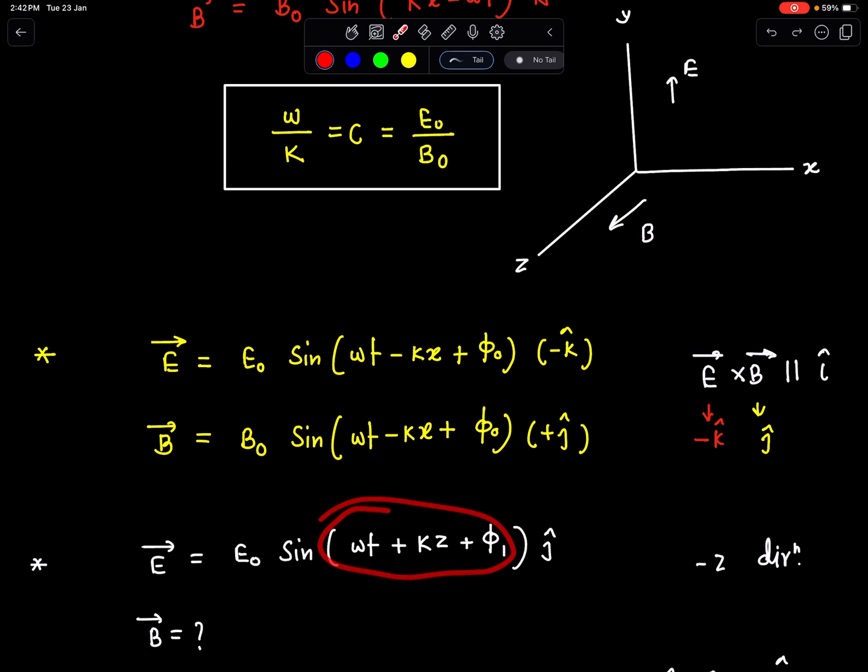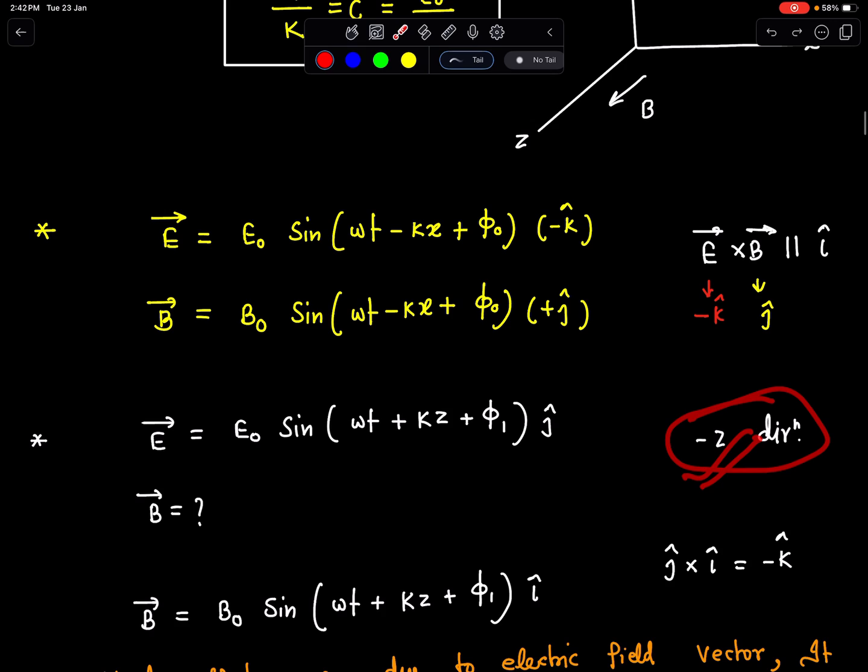Let's say this is given to you, and it is traveling from here, we can judge. Since omega t plus kz is coming, it represents a wave traveling in minus z direction. So first thing is minus z direction. Second, oscillation of electric field is given. Let's say it is given in the direction of j cap. Now I have to choose direction of B in such a way that I should get E cross B as minus z. So let's write the equation of B.